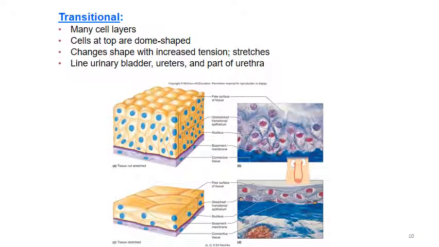Transitional. So now this is also many layers, but it's different than the stratified squamous because the cells at the top are rounder. So they're more dome-shaped, more oval-shaped. Now, when the bladder is stretched, the cells actually do get flattened. They stretch as well. So for this one, the function for transitional is that it stretches. And we'll say for the location, the bladder. That's a good example for that.